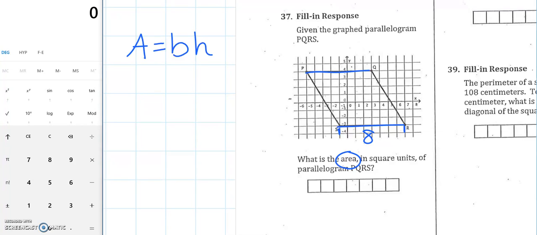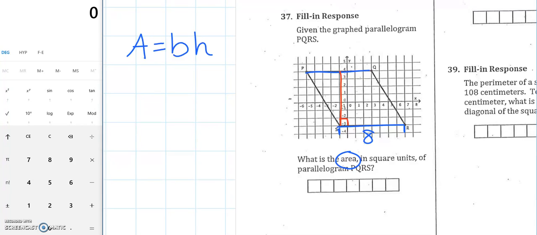And now the height. The height always has to be perpendicular, so the easiest way to draw my height would be from my base going down perpendicular to that length of 8. This would be my height that I just drew in. I don't want the length of each of the other two sides. That's not the height of my parallelogram.